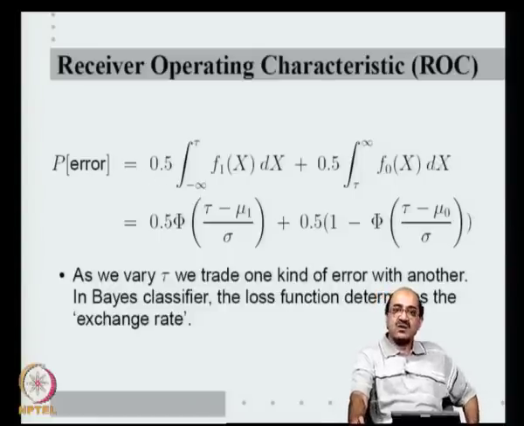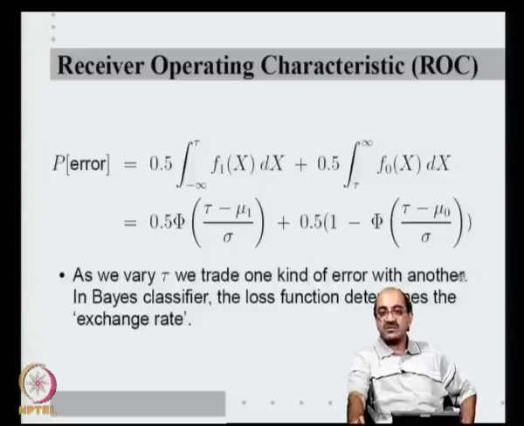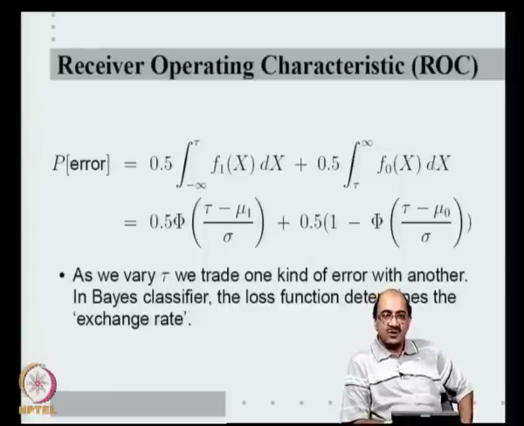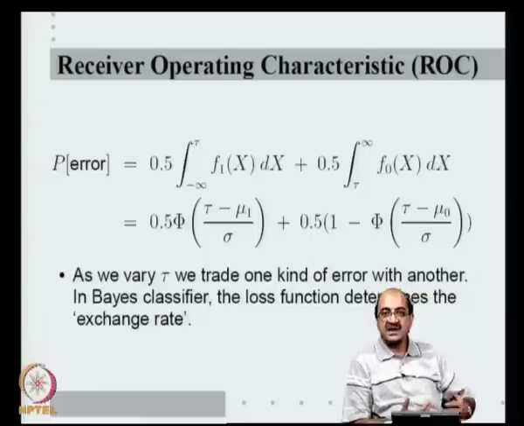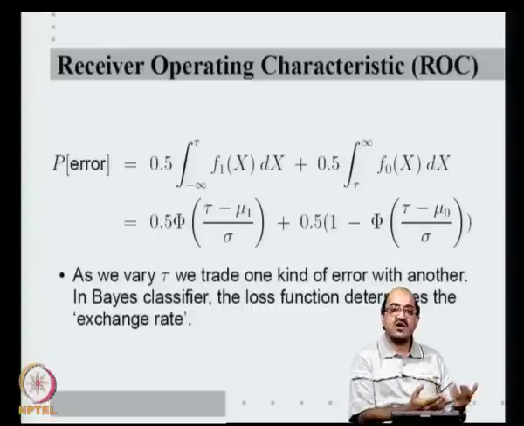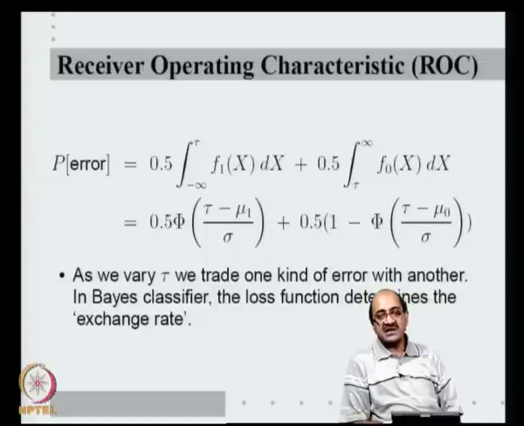So, varying tau allows us to trade one error with another, and hence, at least in a threshold based classifier, we can actually sit and decide how we want to do the trade off. Risk function is one way of doing the trade off, where the loss function gives me, so to say, the exchange rate: how much of one kind of error I can trade for how much of the other kind of error, that is, the relative values of the 2 losses. Neyman-Pearson criteria gives me another way of trading these errors.